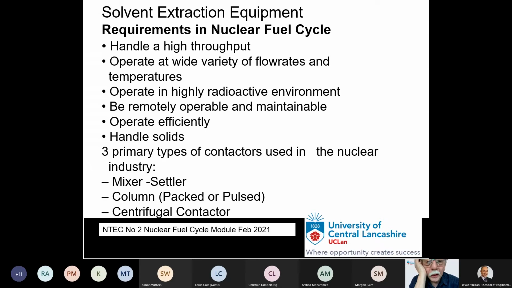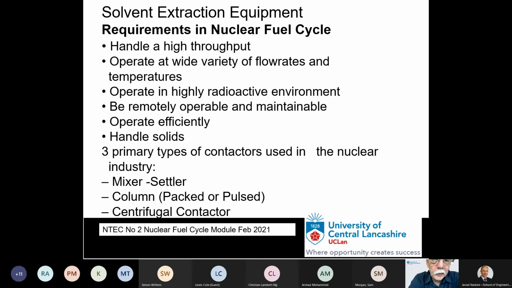They have to be able to operate under a wide variety of flow rates and temperatures. However, you need to make sure that the process parameters you're using can accommodate those changes, as we'll talk about when we talk about uranium ore processing and reprocessing of spent nuclear fuels. Not surprisingly, for reprocessing, they're going to have to operate in a highly radioactive environment. Again, we'll pick that up later. Be remotely operable and maintainable. Certainly operable is key to the operations at Sellafield. Maintainable, it will be very nice, but it's not always possible to achieve that for obvious reasons.